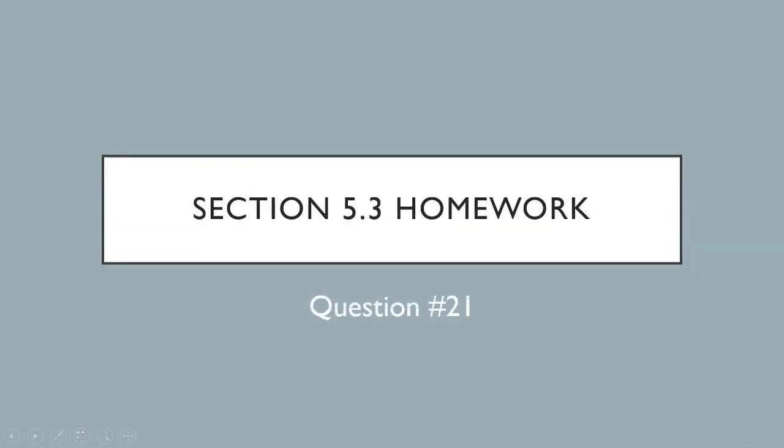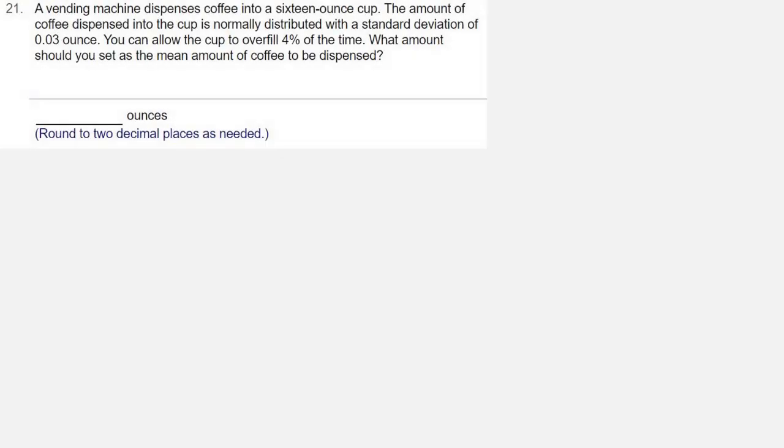We're looking at homework from section 5.3. It's question number 21. A vending machine dispenses coffee into a 16-ounce cup. The amount of coffee dispensed into the cup is normally distributed with a standard deviation of 0.03 ounce. You can allow the cup to overfill 4% of the time. What amount should you set as the mean amount of coffee to be dispensed?